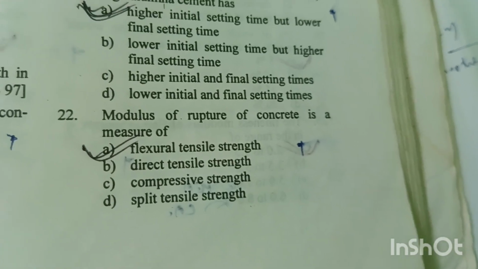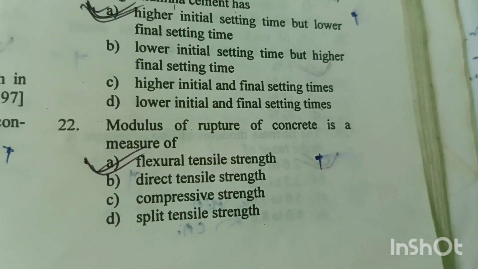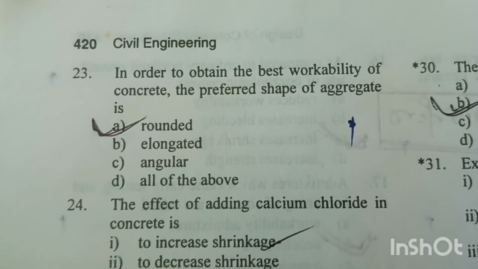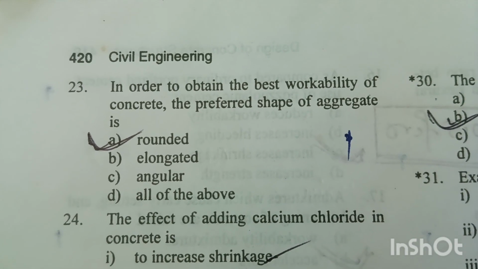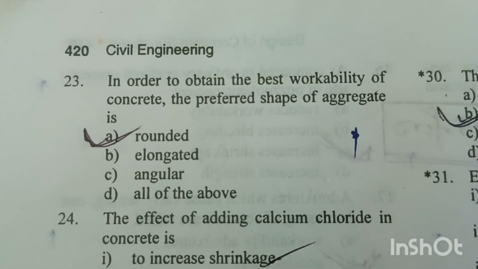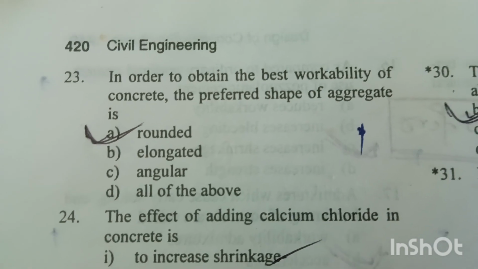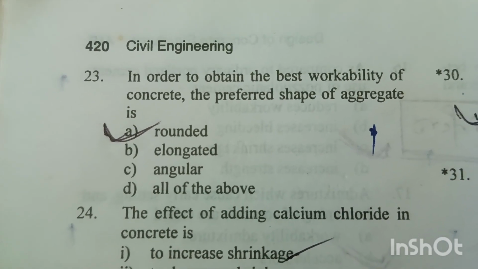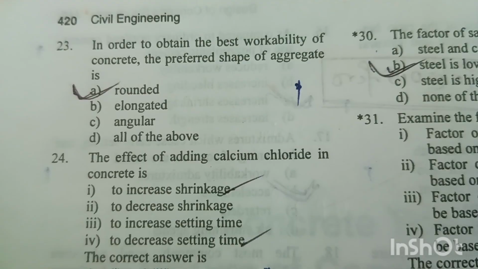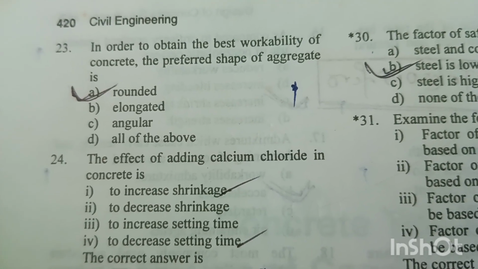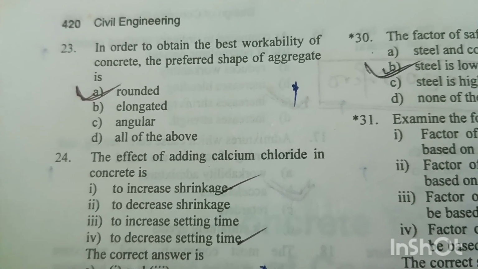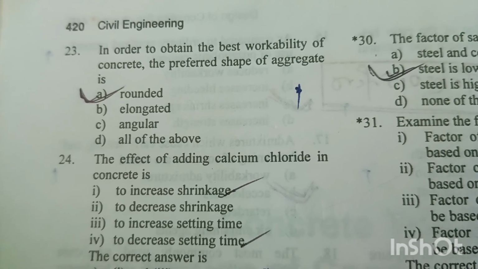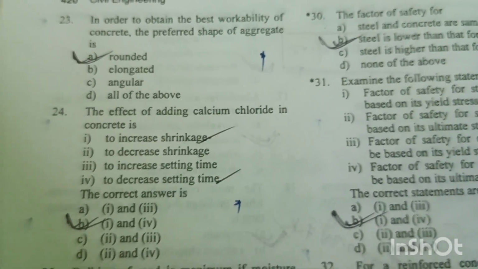Question number 22. Modulus of rupture of concrete is a measure of flexural tensile strength. Option A is right answer. Question number 23. In order to obtain the best workability of concrete, the proper shape of aggregate is rounded. Option A is right answer, because rounded aggregate has less voids as compared to others. Question number 24. The effect of adding calcium chloride in concrete is to increase shrinkage and to decrease setting time. 1 and 4. Option B is right answer.